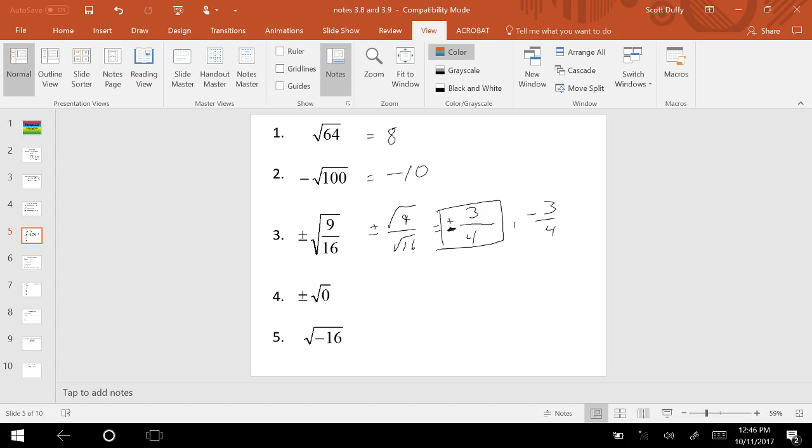The positive negative version of the square root of 0: well, 0 times 0 is 0, so that equals positive or negative 0. And then the square root of negative 16: if you try taking the square root of a negative number, it does not exist, so non-applicable.